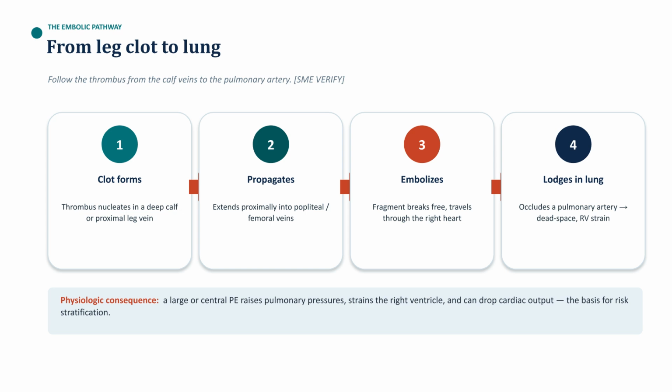The pathway from leg to lung starts with clot nucleation in the veins, followed by propagation, embolization, and finally, lodging in the pulmonary arteries. This obstruction creates dead space ventilation and right ventricular strain, which is the primary factor we use to assess the risk level of the PE.